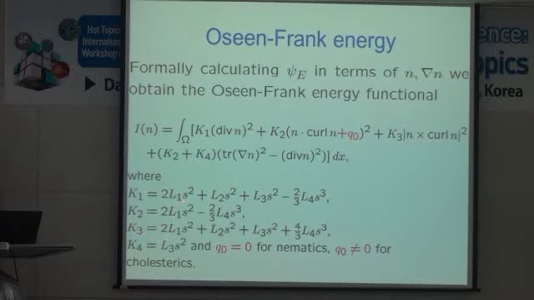So given S, which is a given non-zero constant, you can go from the L's to the K's or from the K's to the L's. And so those four constants, L1 up to L4, turn into these four constants of the Oseen-Frank theory. And here's the null Lagrangian appearing. So it's K2 plus K4 times this expression here. And I put in the term that you would get if you wanted to have the modification for cholesterics. So for nematics, this term here is zero.